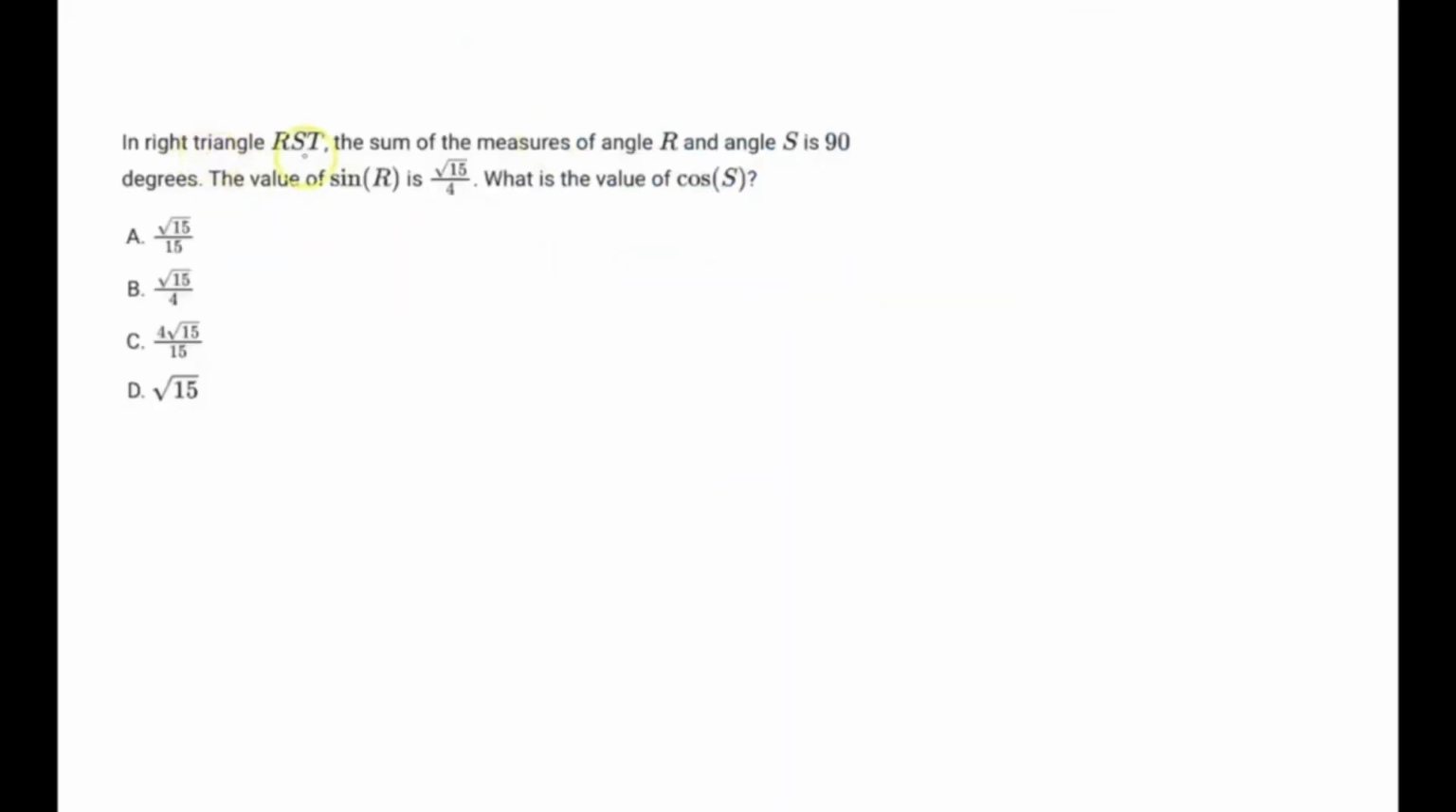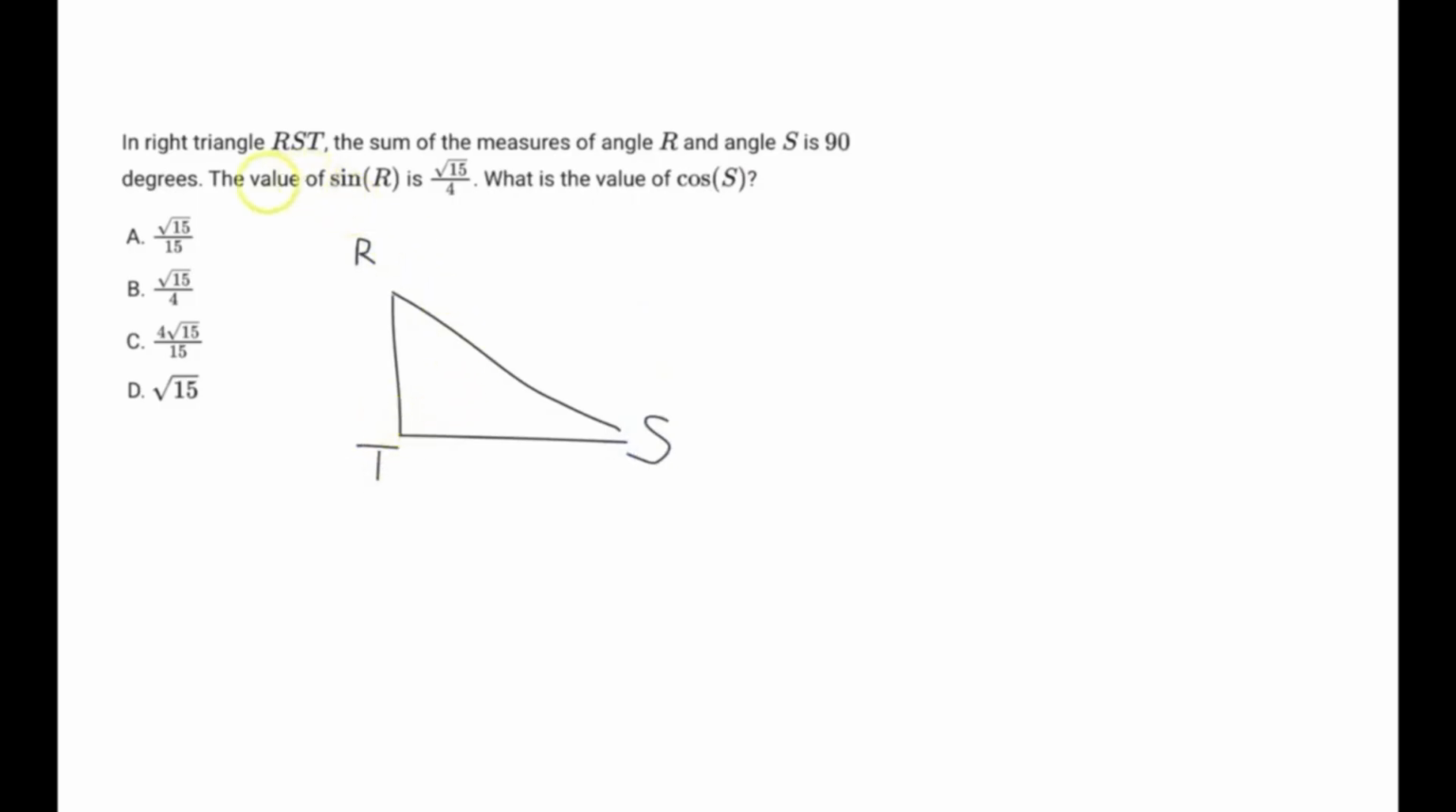It says, in right triangle RST, the sum of the measures of angle R and angle S is 90 degrees. So angle T is the 90 degree angle. The value of sine R is square root of 15 over 4. What is the value of cosine S? So let's draw a right triangle here. So you know R, just put up here, angle S, and T is the 90 degree angle.